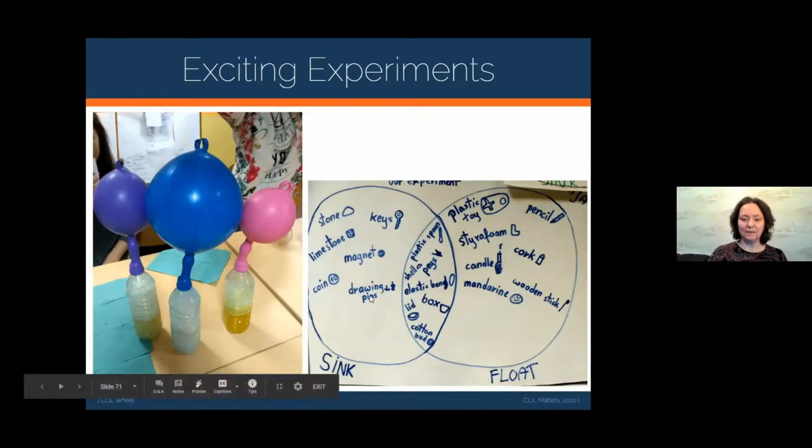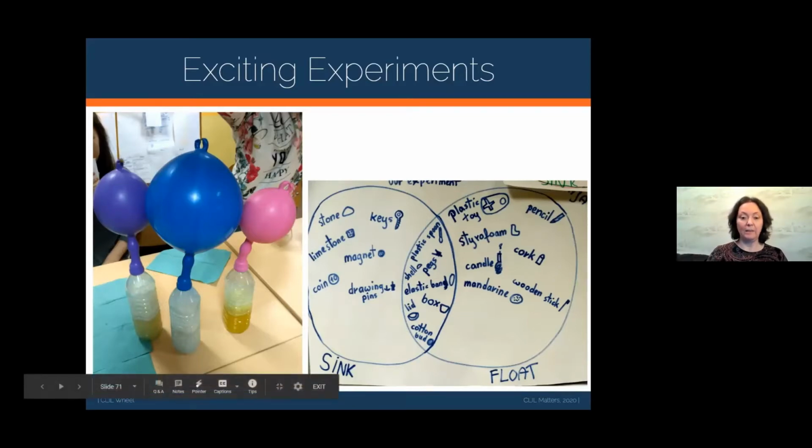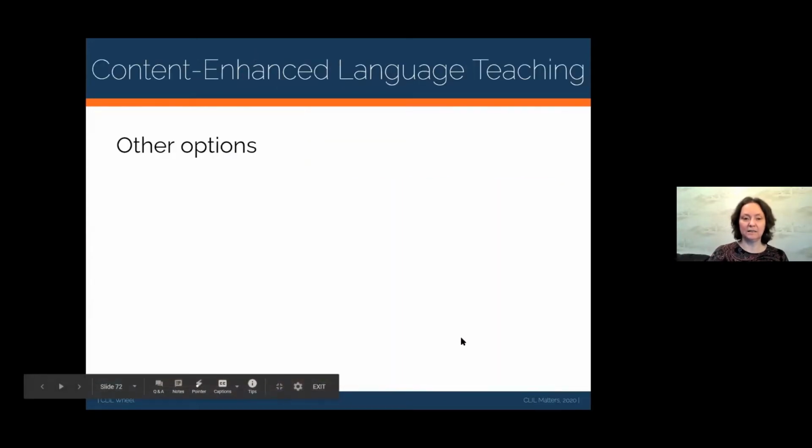And the next one, another one, is about sinking and floating. So we've got different objects. I brought them to the classroom: styrofoam, pencil, cork, candle. So you see there is a lot of vocabulary, but the students had to predict whether something is going to float or sink. We had a bowl with water. There was a lot of fun. And as you see, we made a Venn diagram, putting some stuff here in between. Okay, so recycling is important.